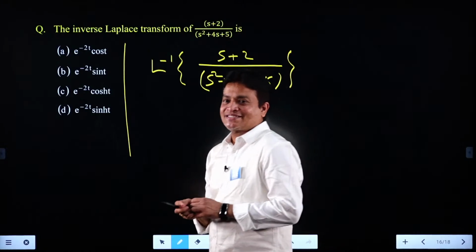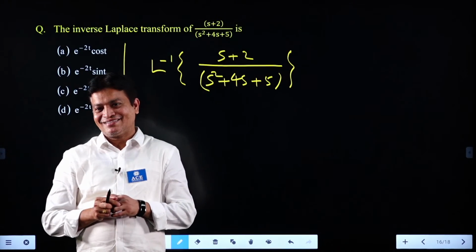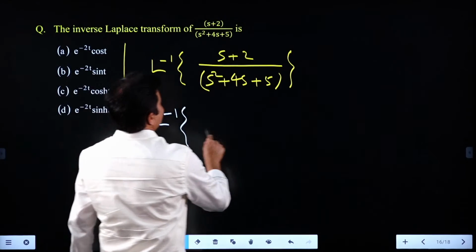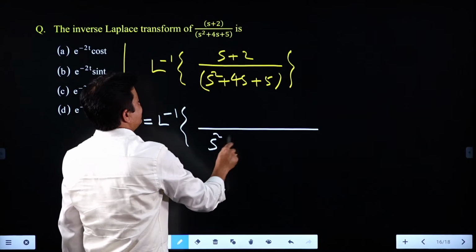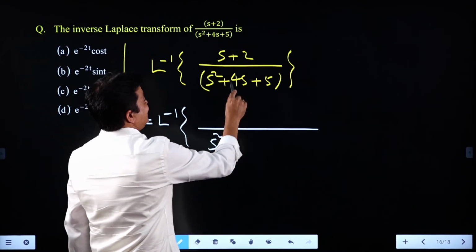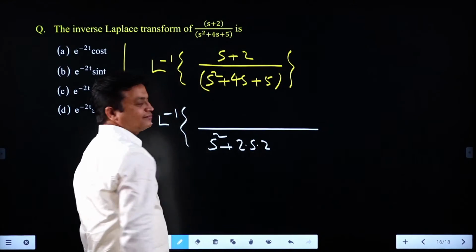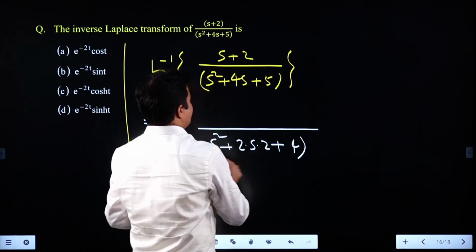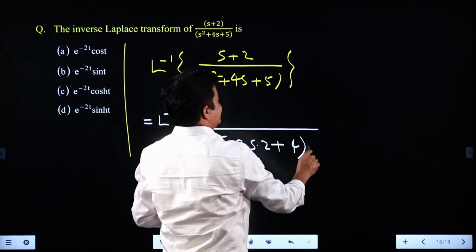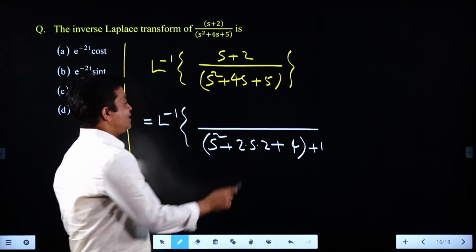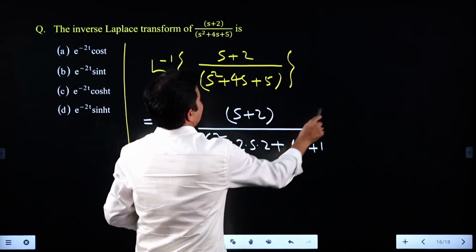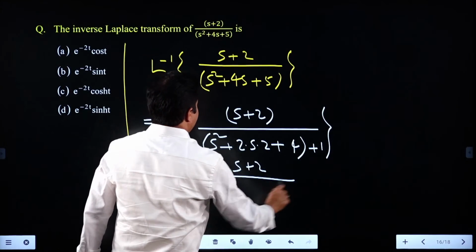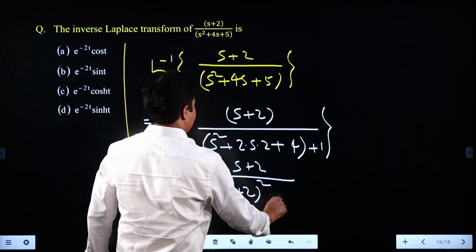While finding inverse Laplace transform, denominator very important. Here concentrate numerator denominator. S square plus 4s plus 5. Here s plus 2. You write it as 2 into s into 2, 4s, like a square plus 2ab plus b square, 2 square 4. Here 5 is there, plus 1. Numerator s plus 2. Why I am writing like this? L inverse of s plus 2 by s plus 2 whole square plus 1.